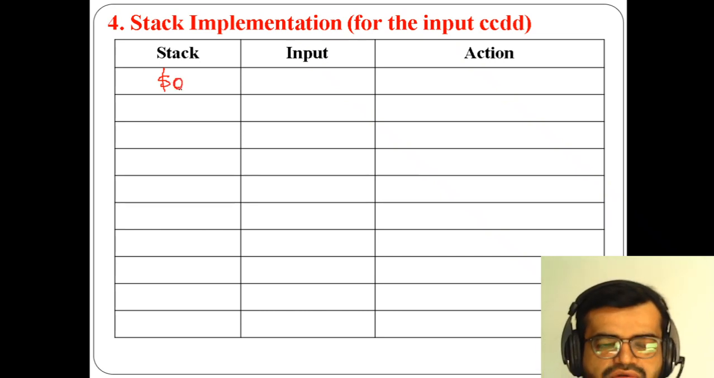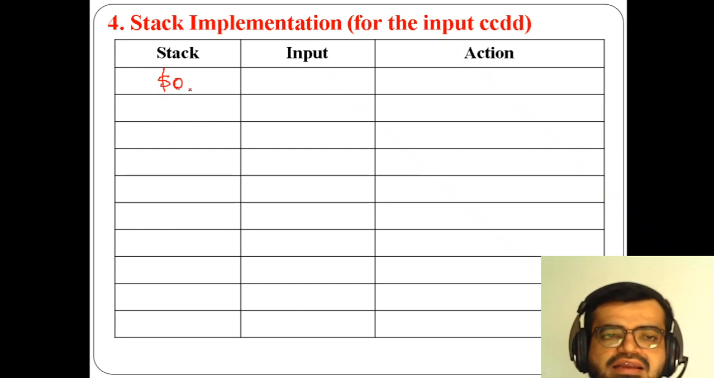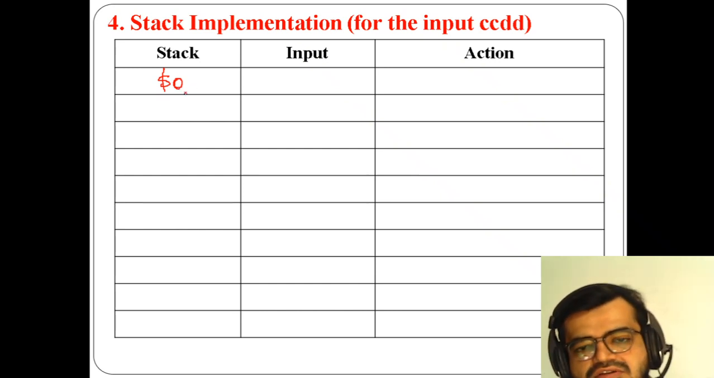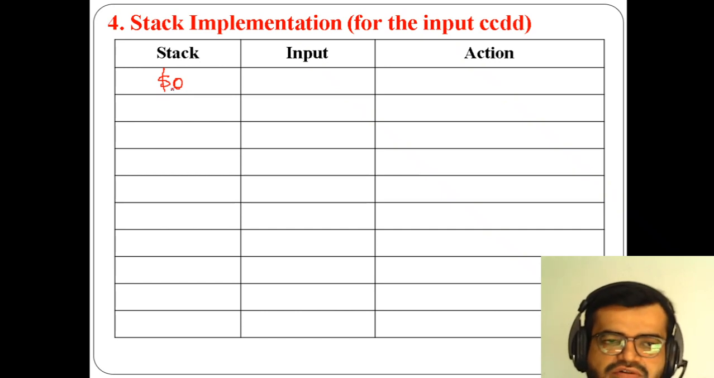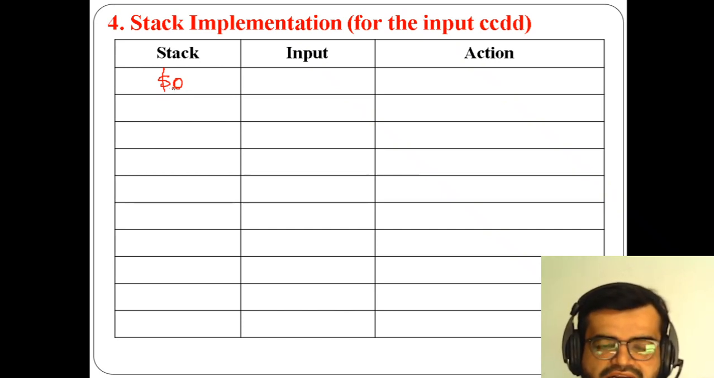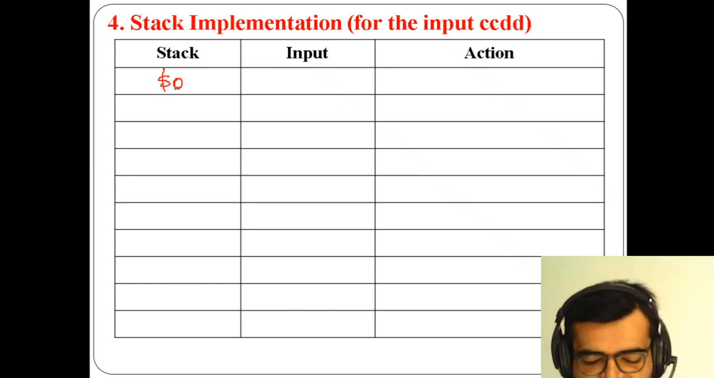So you have to take 0. This 0 or 1 indicates which state you are going to: I of 0, I of 1, or I of 2. Initially you have to start with the first state, that is I0. So I'm writing $0. And here the input string is CCDD$.